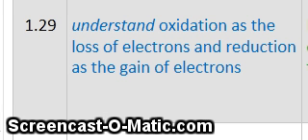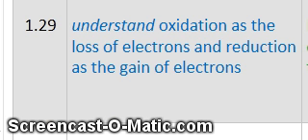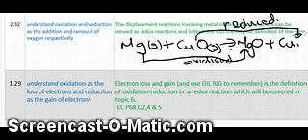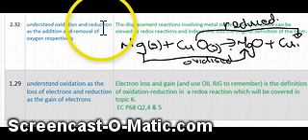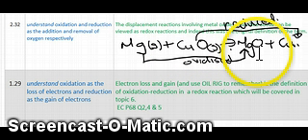So understand oxidation as the loss of electrons and reduction as the gain of electrons. What we're looking at here is the same thing as what we were looking at last. Let me just refer you back to it: magnesium plus copper oxide to give you magnesium oxide and copper.